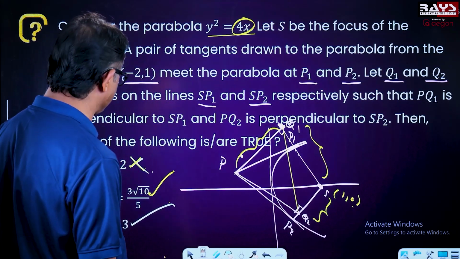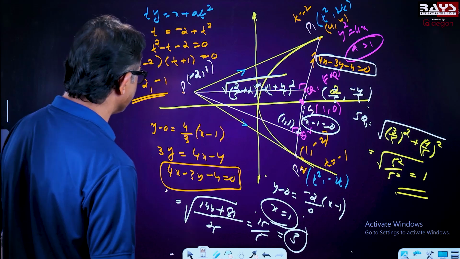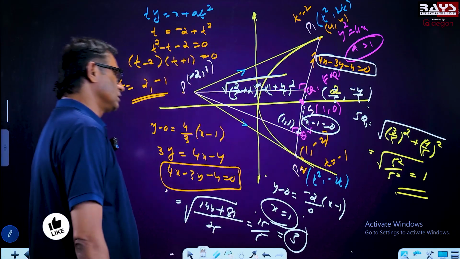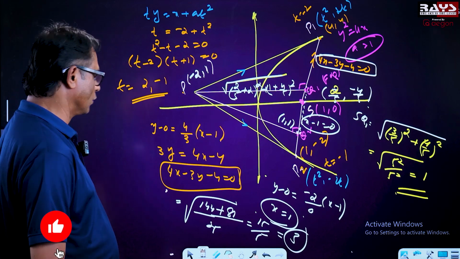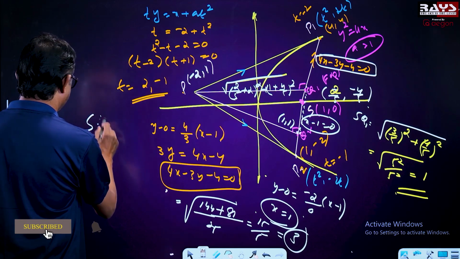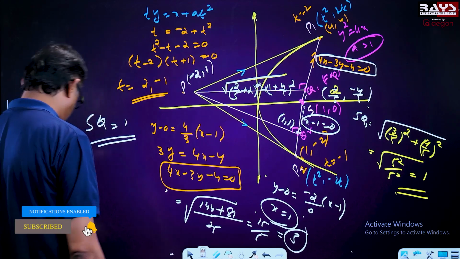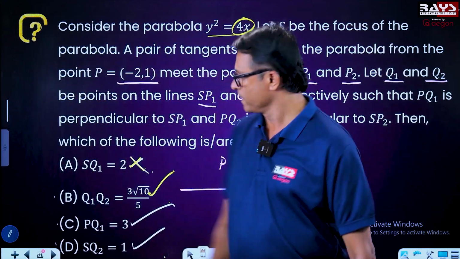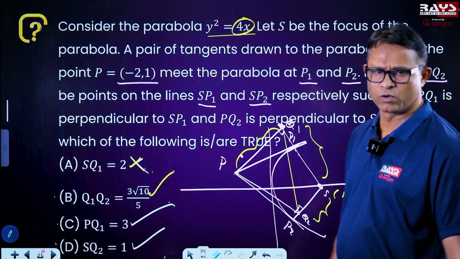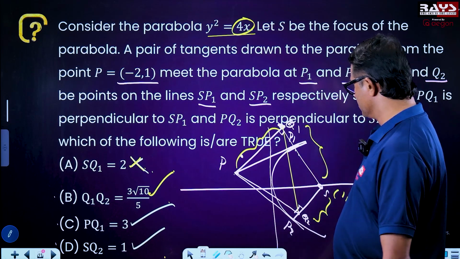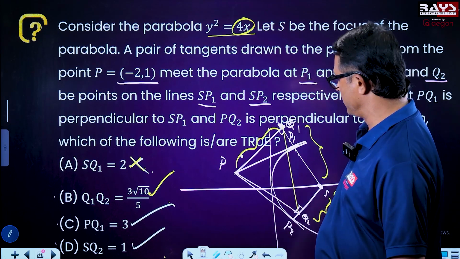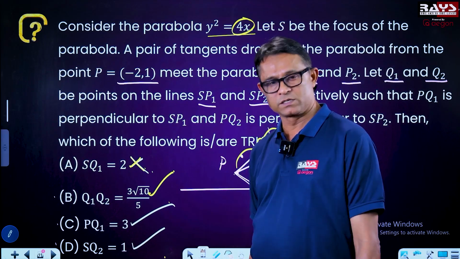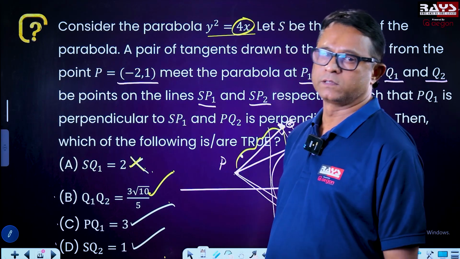Now again SQ2. SQ2 is equal to what? 1 minus 1, 0, that is 1 only actually. SQ2 is equal to 1. That again is correct. So options B, C, D are correct and A is wrong. So this is a very simple question actually. Only thing is that you must be able to find out the foot of the perpendicular, the equation of the tangent, etc. very quickly. Okay, thank you.